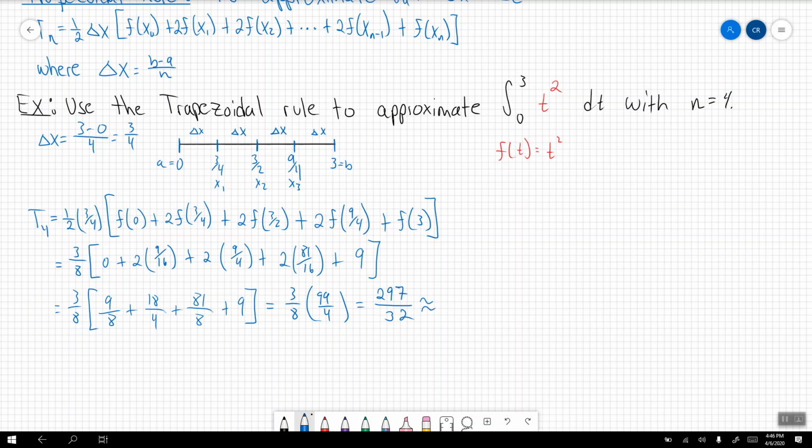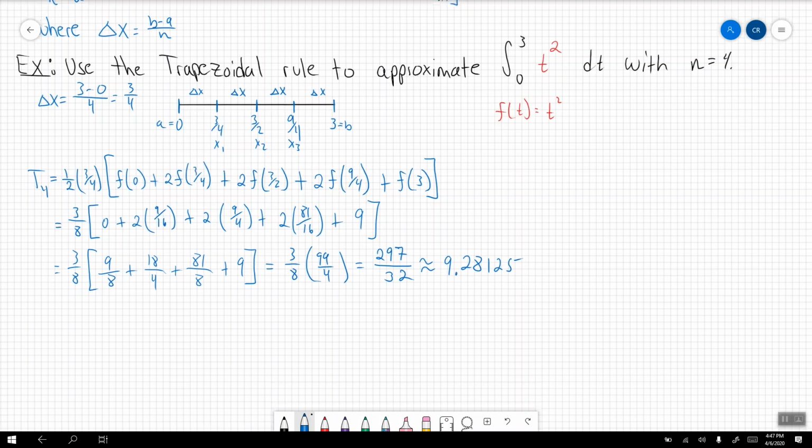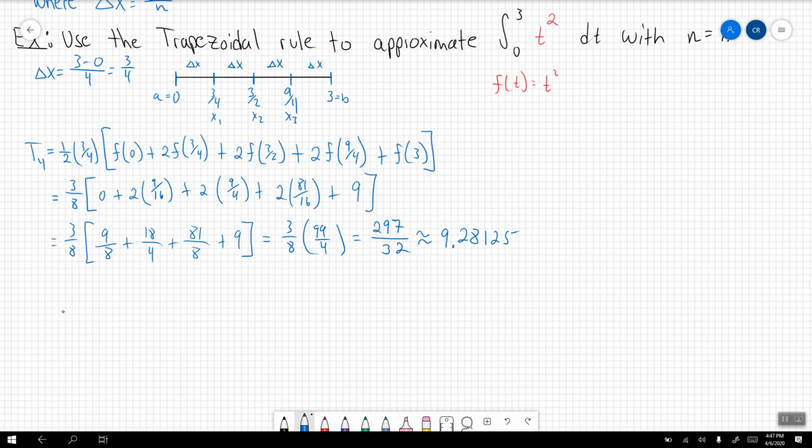Now, as an approximation, we should get 9.28125. Nice. So, to summarize here, the integral from 0 to 3 for t squared dt gets me an approximation of 9.28125. That's a pretty good approximation. So when we get this approximation, again, it's not the exact value, but it should be a good indication of what it is.